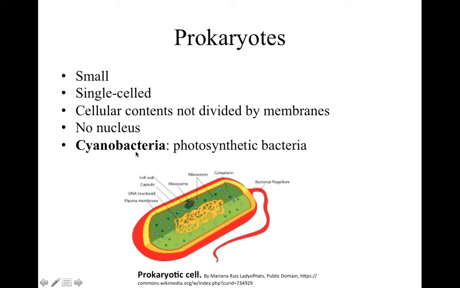And there's one important group of bacteria for the purposes of plants, and that is cyanobacteria. These are important because these are photosynthetic bacteria, and we will talk later in the semester about how they contributed chloroplasts to plant cells.